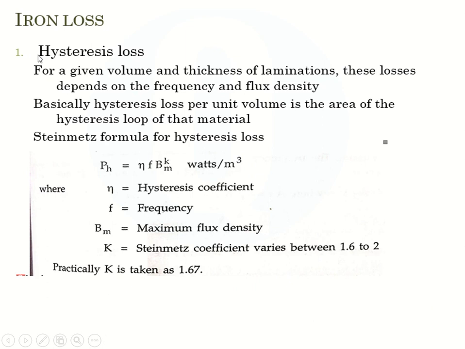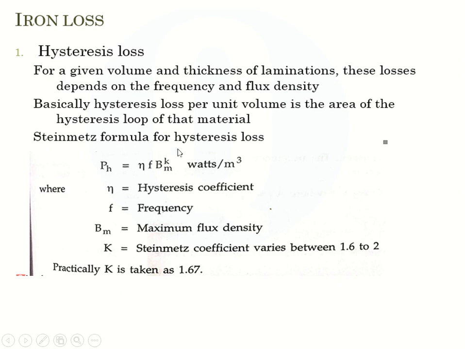So a question may be asked like, explain the separation of iron loss, or what are the different types of iron loss, with derivation. There are two types as already mentioned. Hysteresis loss: for a given volume and thickness of laminations, these losses depend upon frequency and flux density. As per the Steinmetz formula, hysteresis loss is eta F B max raised to K watts per meter cube. You need to learn this equation by heart.